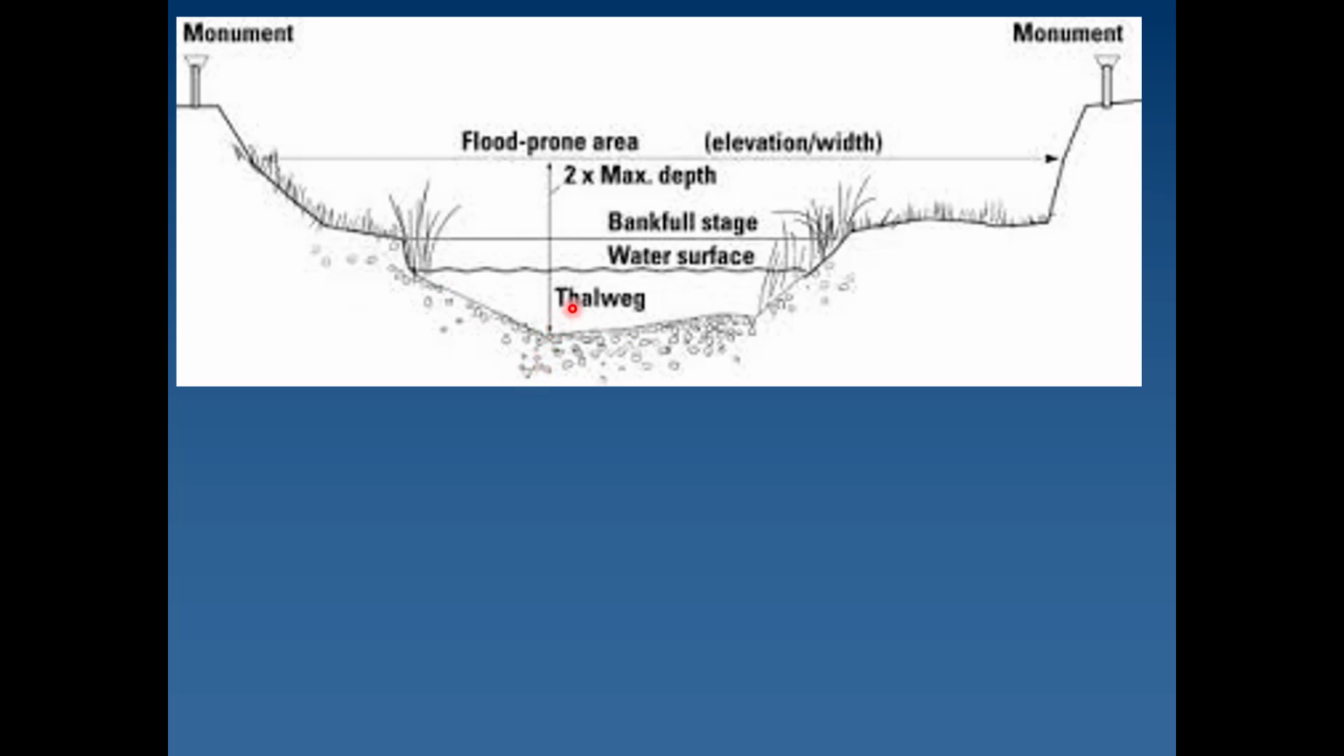It's just the deepest part of the river, and you can walk the river and follow the thalweg down. Then there's the water surface, and then here is bank full stage. This is where the water rises up to the point where it's going to overtop its natural levees and use the floodplain to carry that extra water.